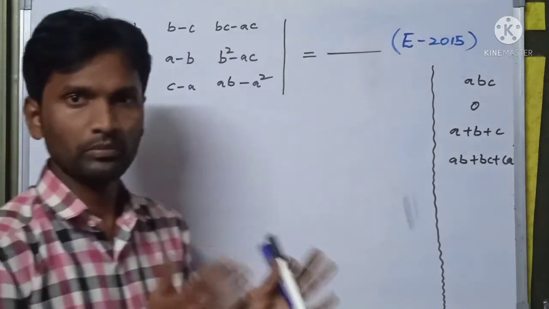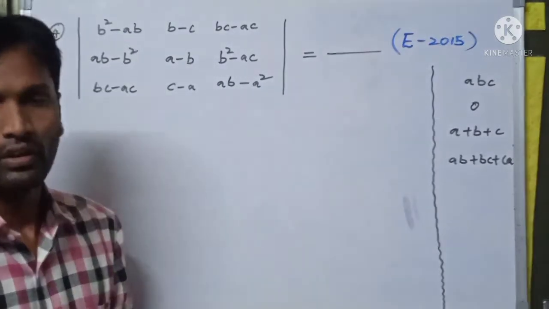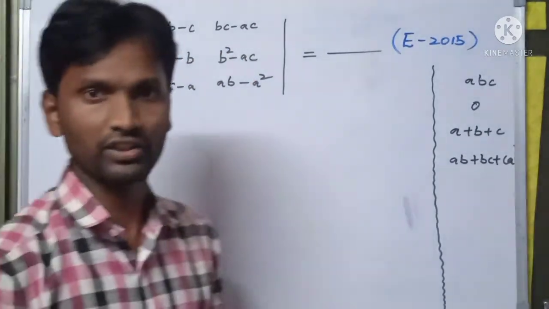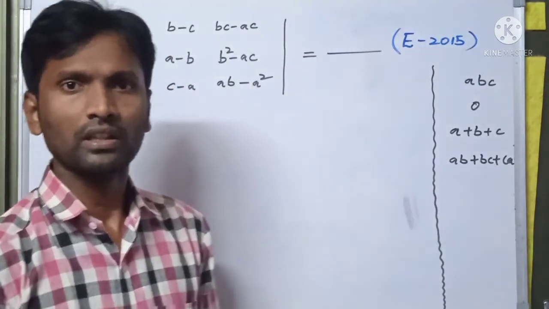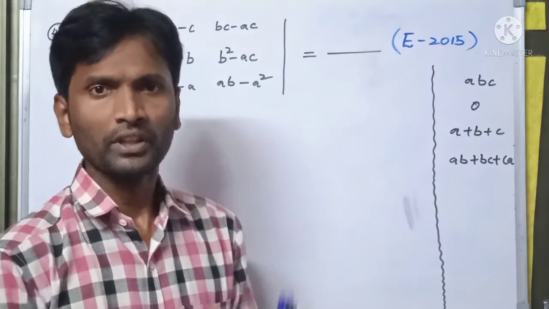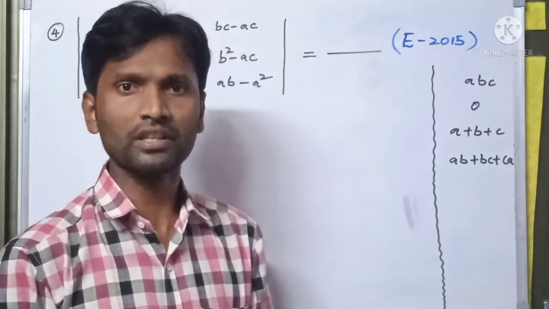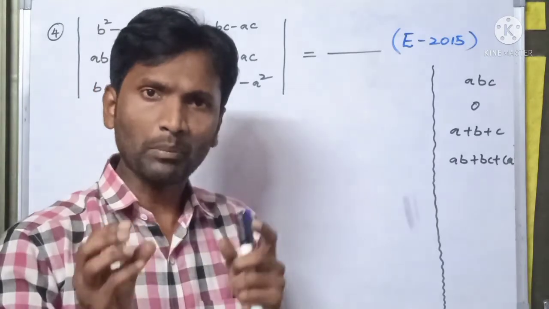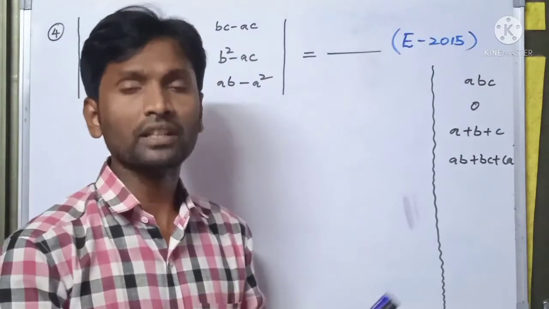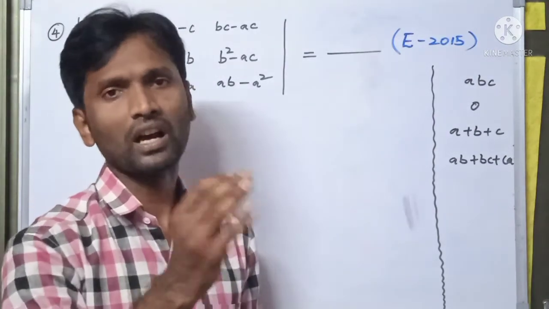To solve this type of problem, take the values of a, b, c as some integers. That means wherever the given determinant is involving unknown values, that is a, b, c or x, y, z or l, m, n, then for finding the value of the given determinant we apply the verification method, taking the values of a, b, c as some integers.